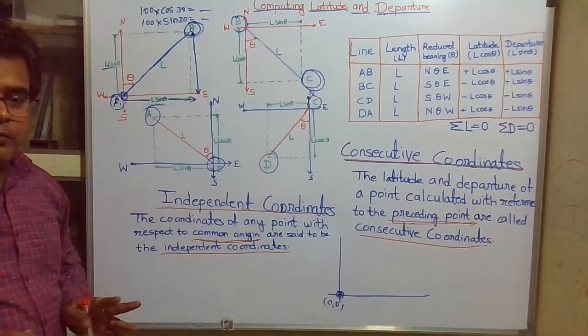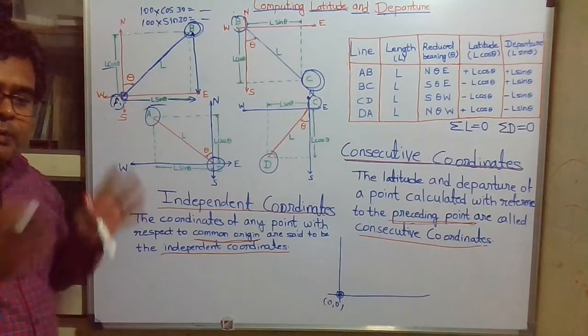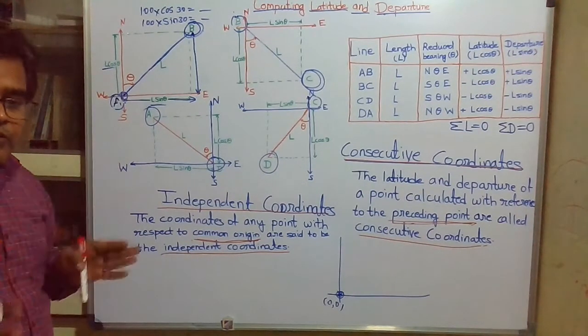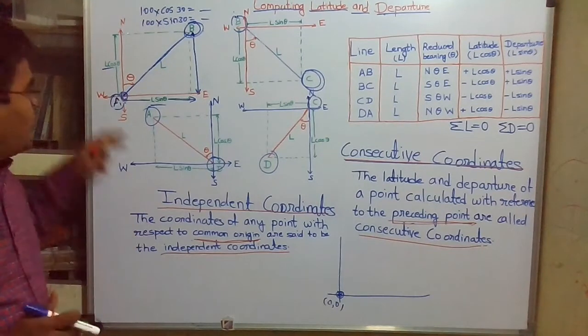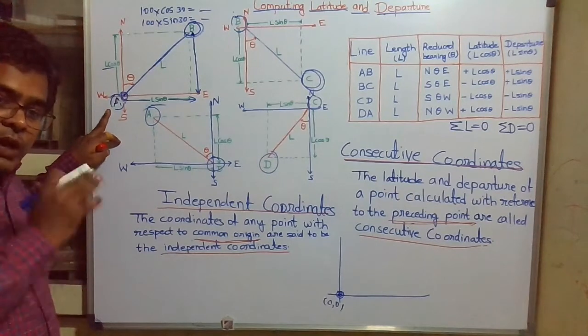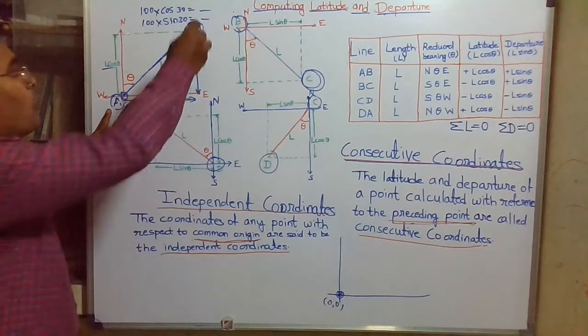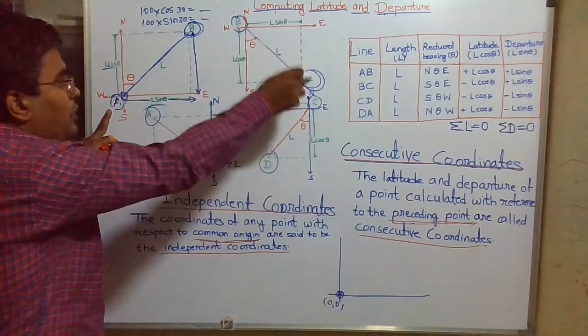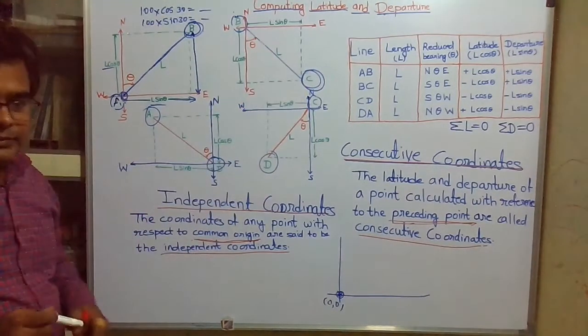Okay, got it? How do we convert to independent coordinates? We assume the coordinate of the first, initial point, and with respect to that, that is point A, which we are considering as a common origin, we calculate the coordinate of each point: point B, point C, point D, like that.